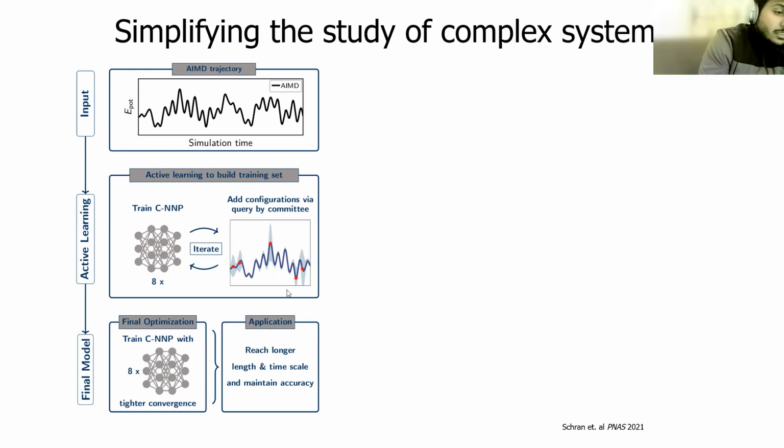And you take 10 structures again, redo, and you do this. And at the end, you can show that with just 100 of these, you can get very low errors across the entire trajectory.